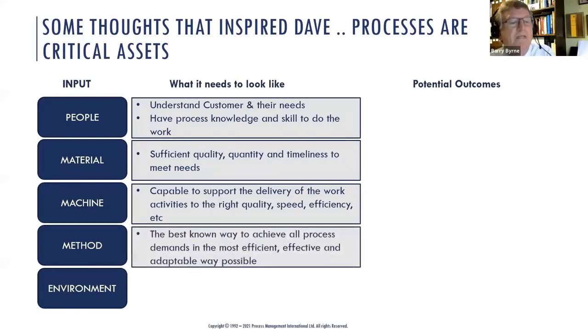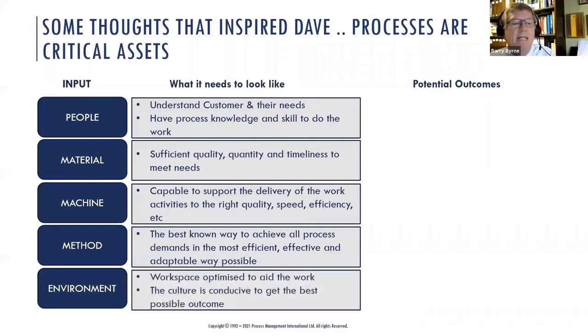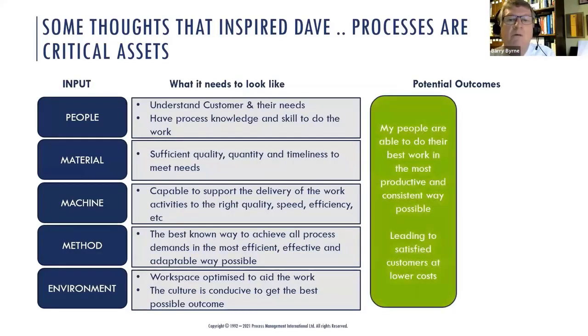The method that would be deployed by the people in the process would be the best known way to achieve all process demands. And then the last bit, of course, is the environment within which Dave and his people were working. It needed to be optimized to aid the work, and the culture itself, the culture in his area, in his business, was conducive to getting the best possible outcome.